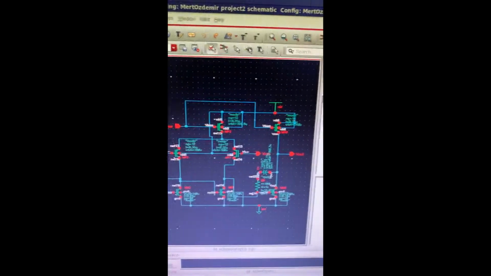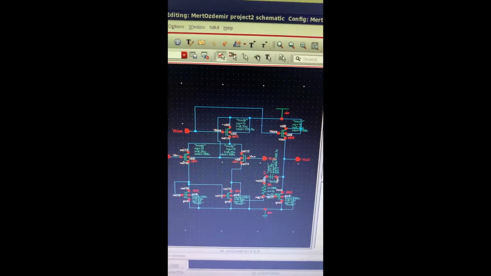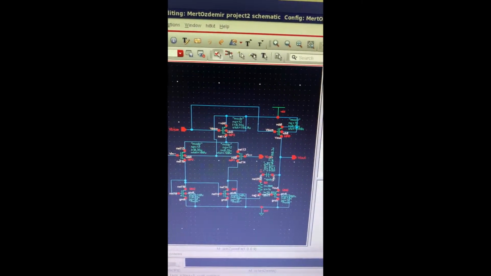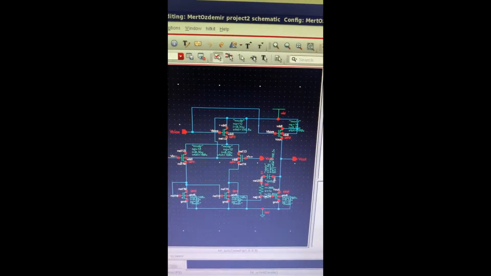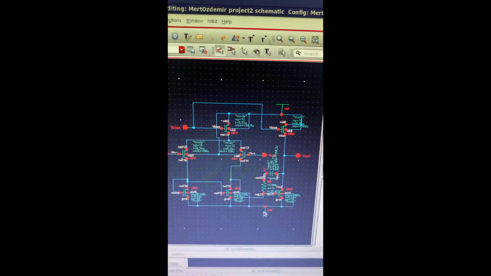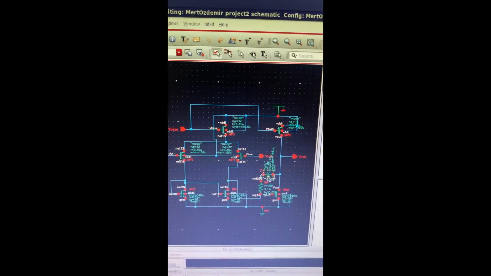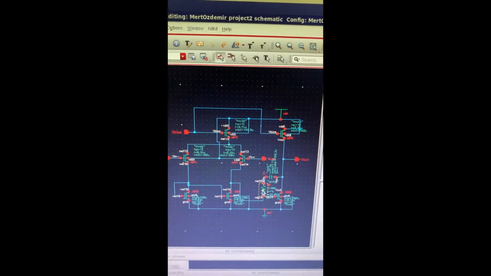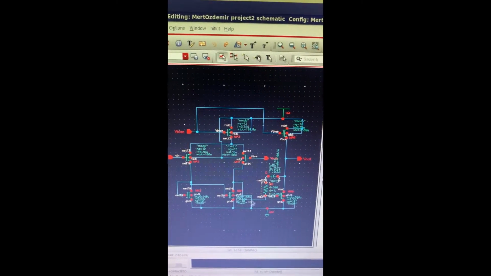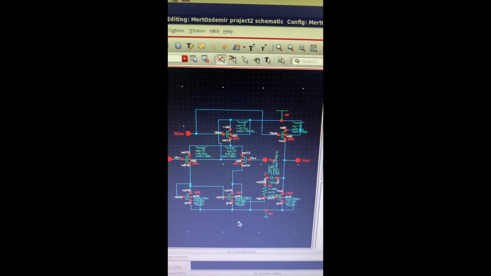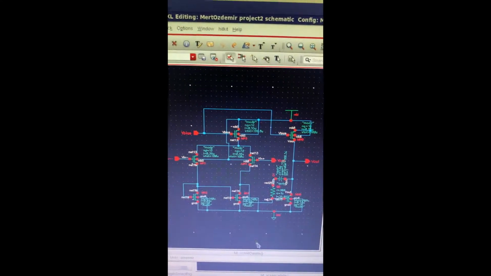So inside of the op-amp is like this. There are 7 transistors inside this chip, 1 capacitor for stability reasons, and there's 1 resistance. And this is the topology of the op-amp that I'm gonna use.